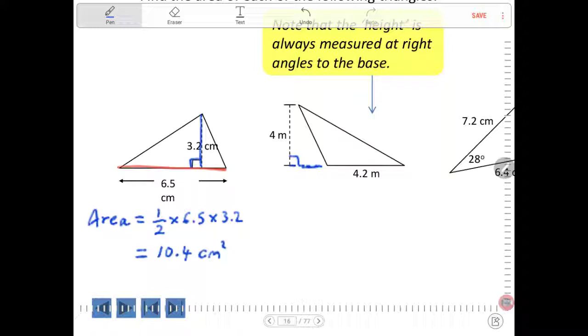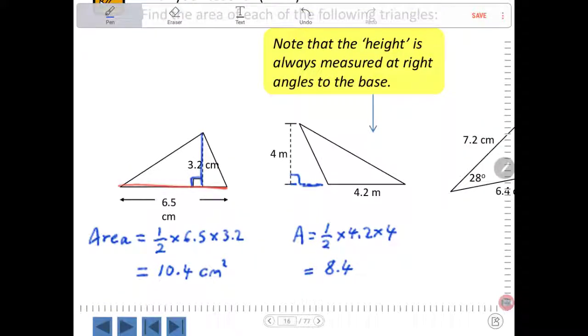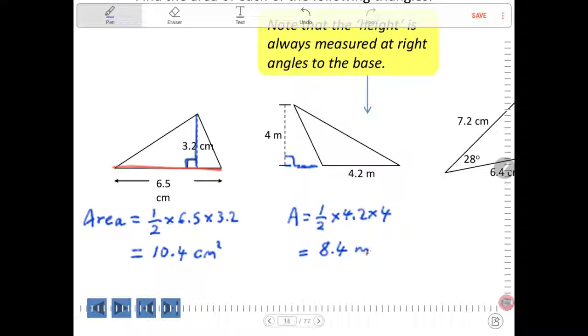Okay, you might want to pause the video and try the next one before I do it. Okay, I'm going to try it now. A for area. I'll just put an A for area. You can do that too if you like. And that's equal to 1/2 times the base, which is 4.2, multiplied by the height of the triangle, which is 4. And in this case, we get 8.4 square metres. Oh, I nearly did centimetres. We've got to do square metres because these lengths are in metres.